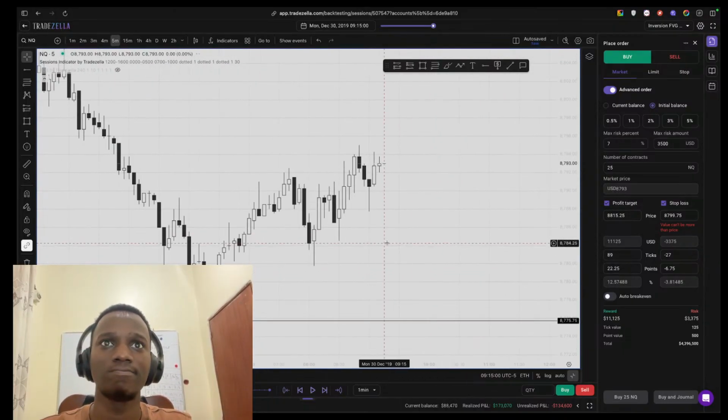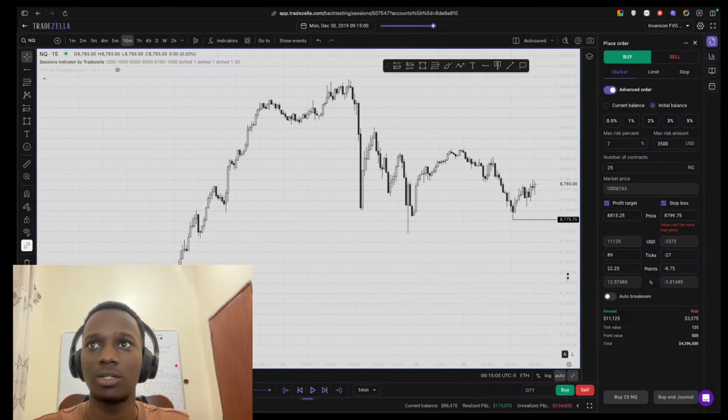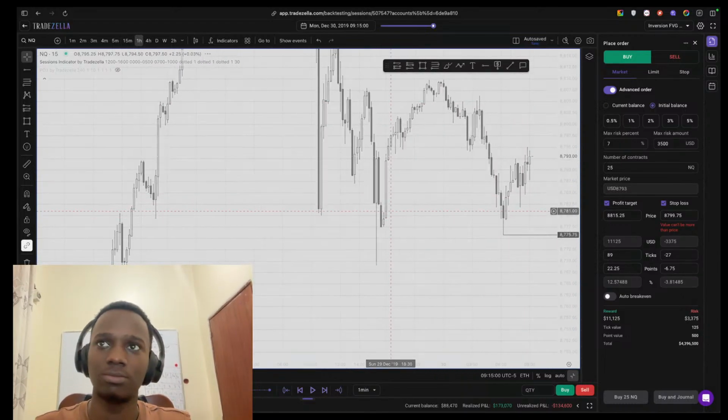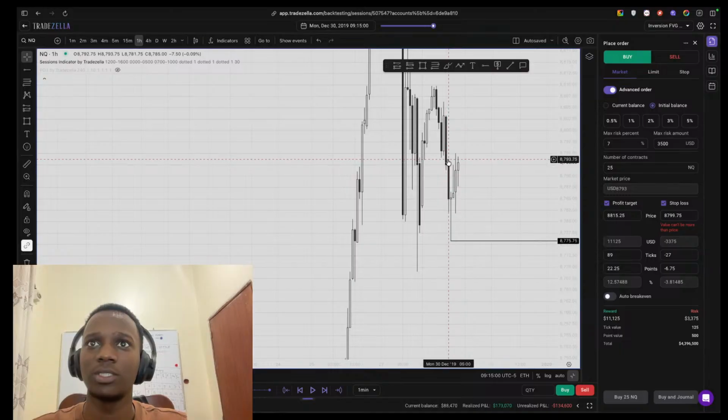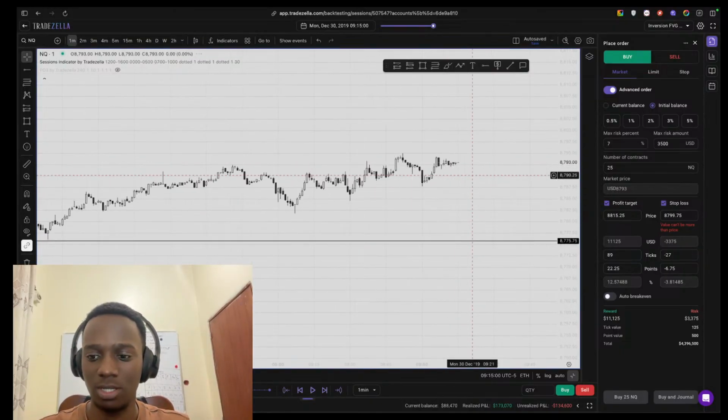Okay, let's wait and see. So my conditions here: I'd like to see displacement rejecting these gaps, then I'll be taking shorts. If we inverse, then I'll be taking longs.